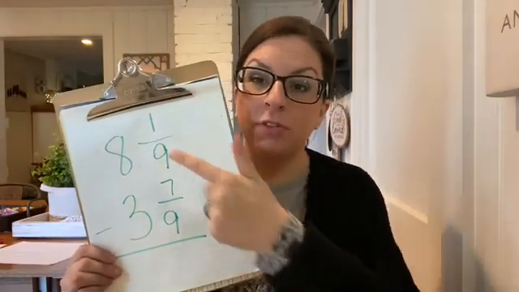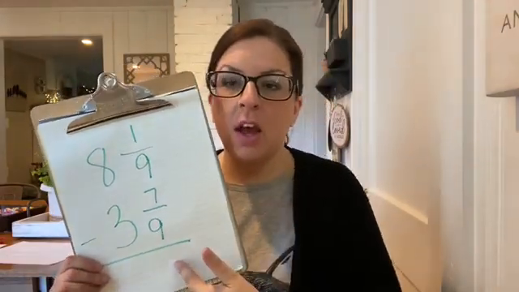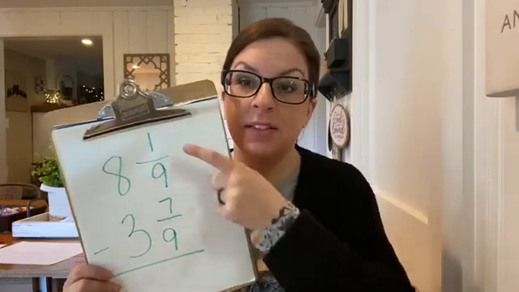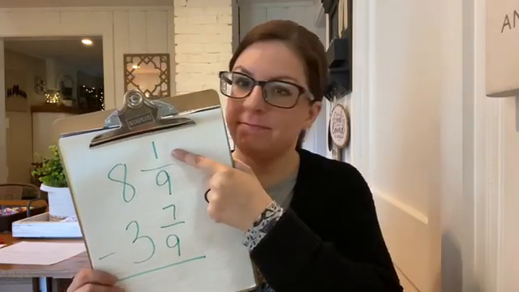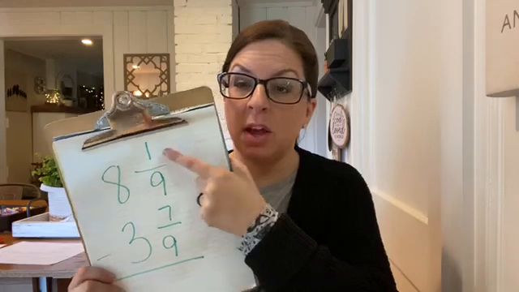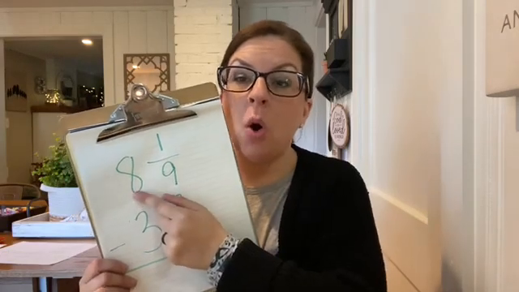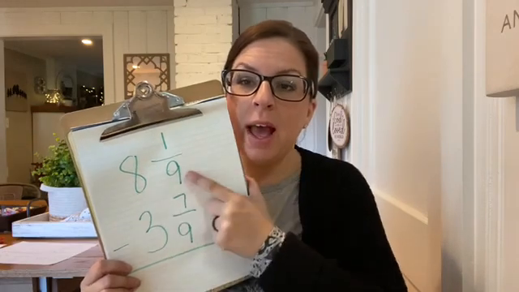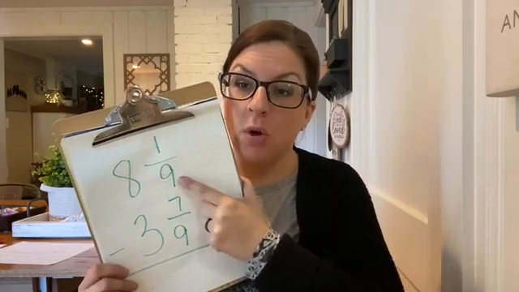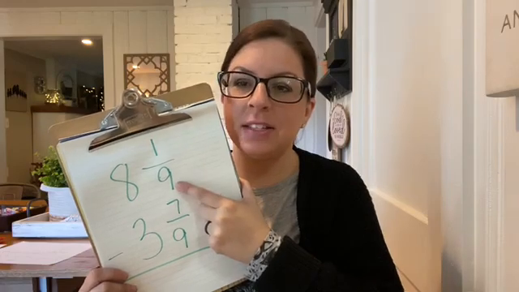So remember, we do the fraction side first. All right, can you take 7/9 from 1/9? No, so we need to borrow, okay? So we need to borrow 1 whole from the 8, okay? So how many 9ths make 1 whole? 9 9ths. So we need to turn this from 8 and 1/9 to 7, because we just borrowed from the 8, 7 and 10 9ths.